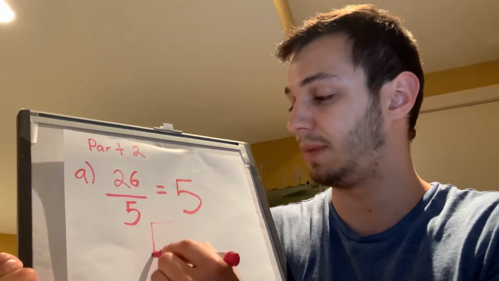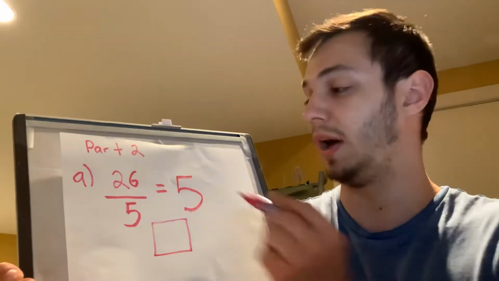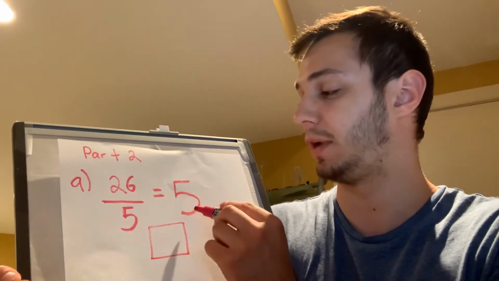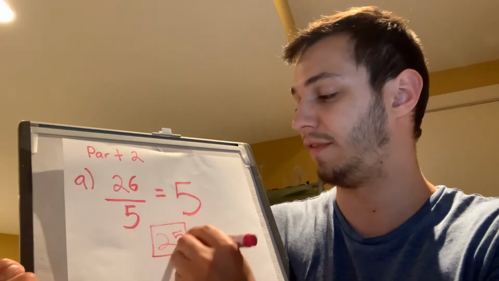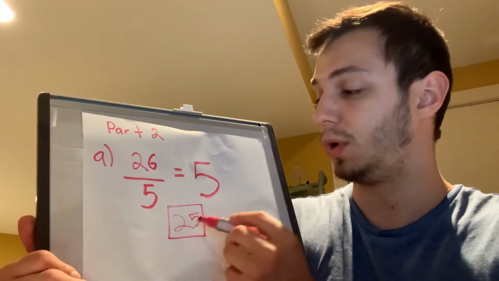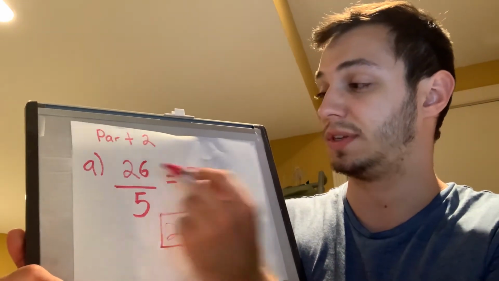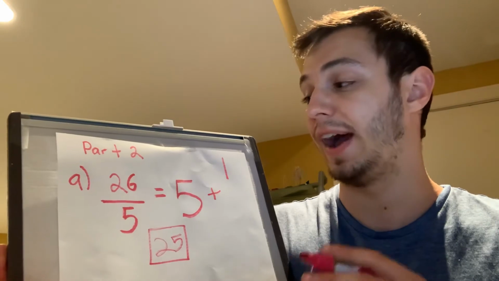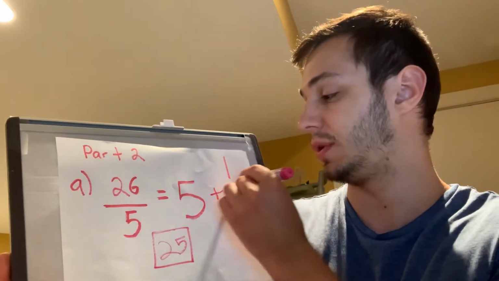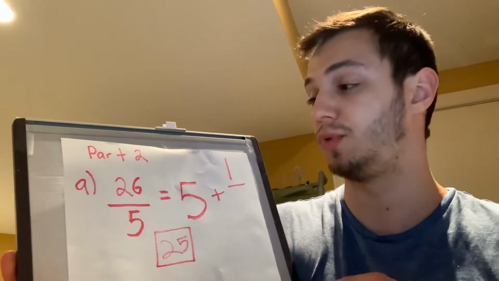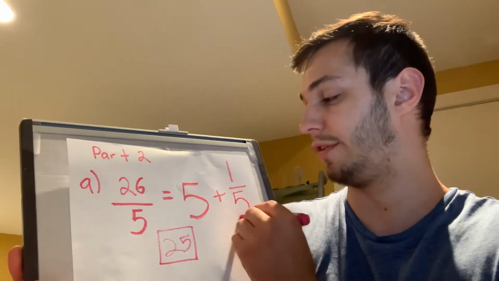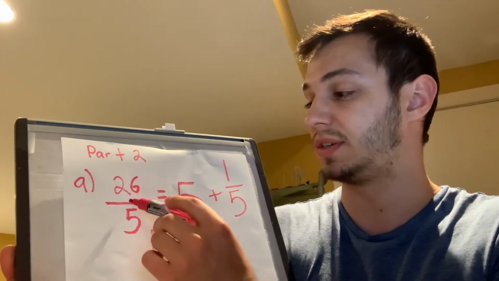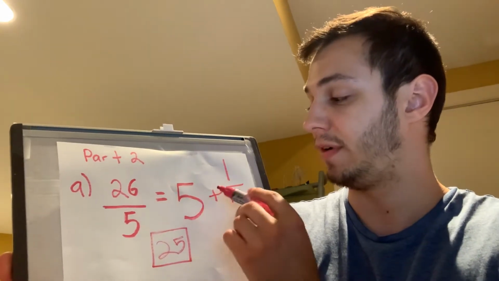Right here, I'm just going to put myself a little box. This will help me decide what I have to add. Now I'm going to multiply these two numbers together. 5 multiplied by 5 will give me 25. Now I have to figure out, what do I have to add to 25 to get to 26? I have to add 1. But remember, we have to add a fraction. So this 1 is going to have to be over the same bottom number as our previous number, so it's going to have to be over 5. So our mixed number, or our answer for part A, is 26 divided by 5 equals 5 plus 1 over 5.